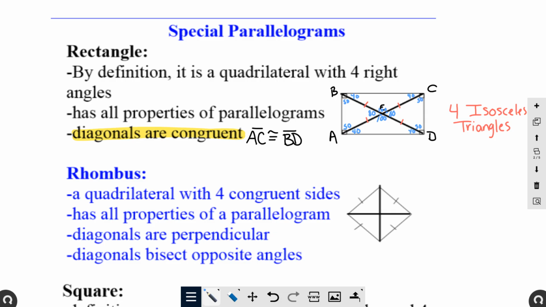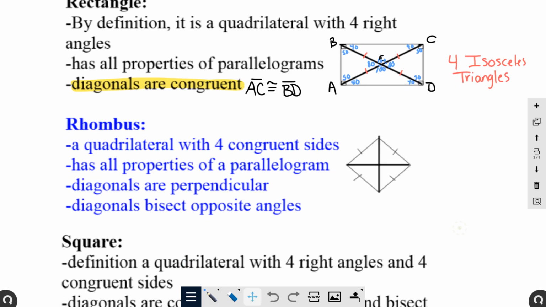Now you may have things that deal with side lengths as well. Remember, in an isosceles triangle, two sides are equal. So that may help you find diagonal lengths. All right, let's talk about a rhombus now.